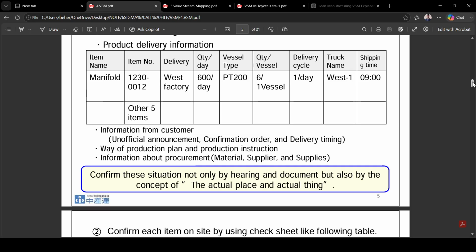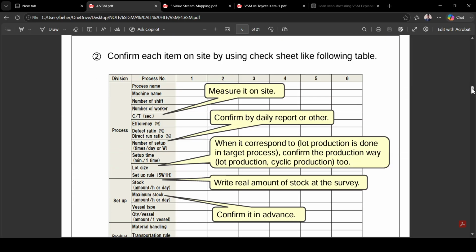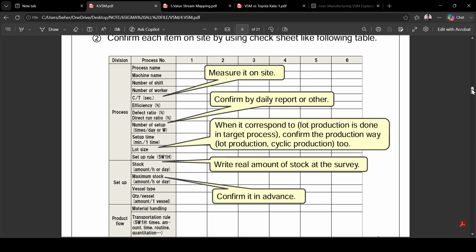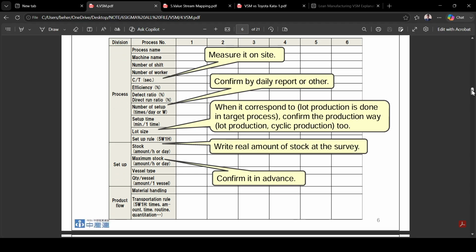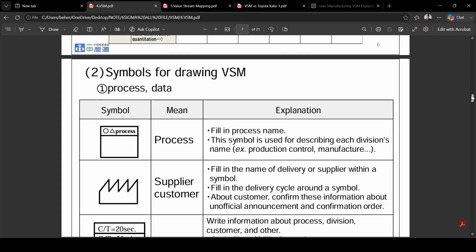Confirm the situation not only by hearing and documents but also by the concept of the actual place and actual thing. Confirm each item on site by using a check sheet like the following table. Most items on site are confirmed by daily report or other records, checking whether the corresponding report is done or not. Then write the real amount of stock at the survey, and confirm it in advance.